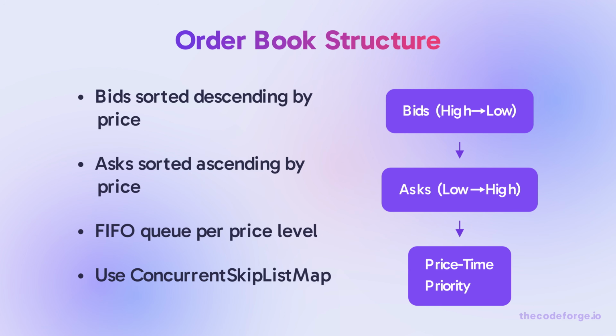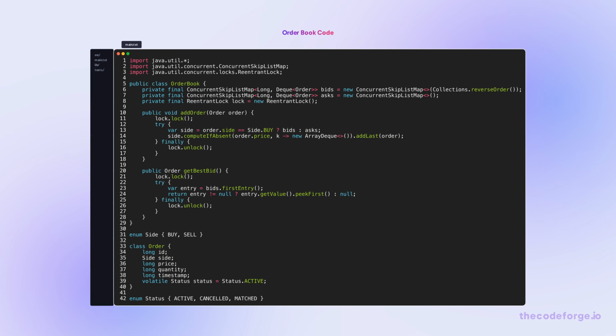Bids are sorted by price descending then time, asks by price ascending then time. Each price level has a FIFO queue. We use a ConcurrentSkipListMap for sorted iteration and concurrency. Here's the basic order book with a coarse lock. Notice we use long for price to avoid floating point errors. The ConcurrentSkipListMap gives us sorted iteration. This is a starting point, but the single lock will be a bottleneck.